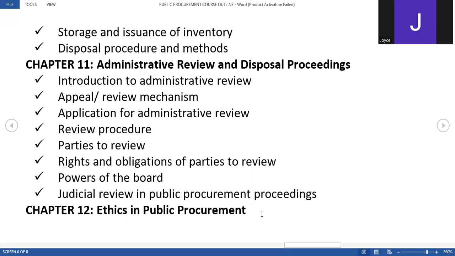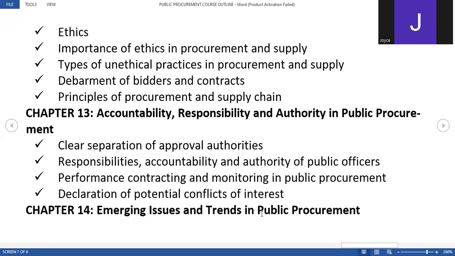Then chapter 12 is ethics in public procurement. Ethics here, we will be talking about the moral behavior, or some of the things that you need to consider as a procurement practitioner when doing procurement. And ethics is very critical. And when you look at ethics, you realize that most firms have the code of conduct, which is very, very important. So what happens when you debar a bidder?